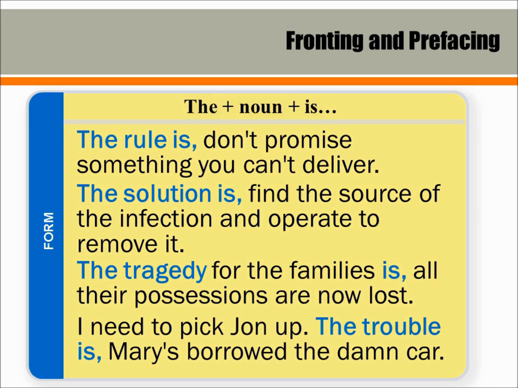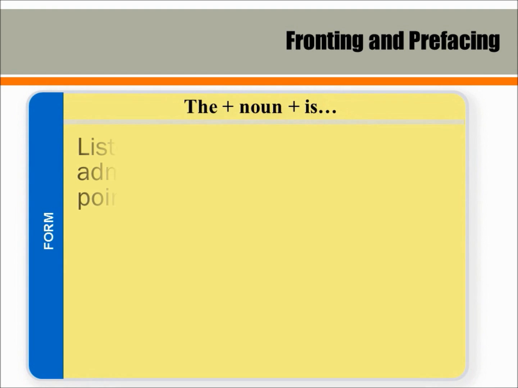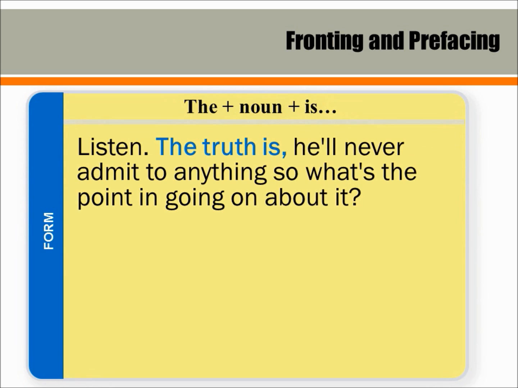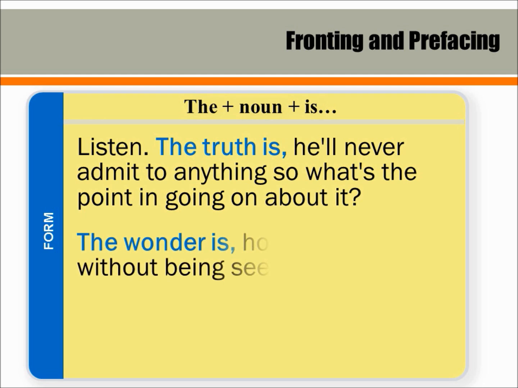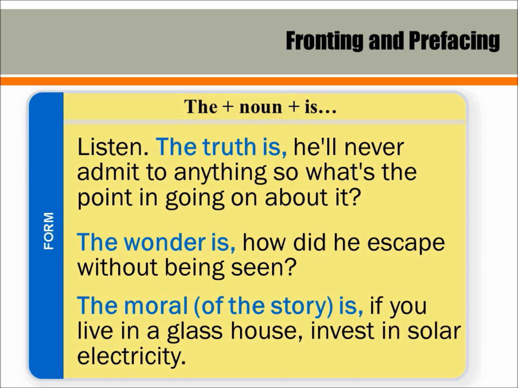Trouble: I need to pick John up from the station. The trouble is, Mary's borrowed the damn car. Truth: listen, the truth is he'll never admit to anything, so what's the point in going on about it? Wonder: the wonder is, how did he escape without being seen? Moral, often used with of the story. The moral of the story is, if you live in a glass house, invest in solar electricity.